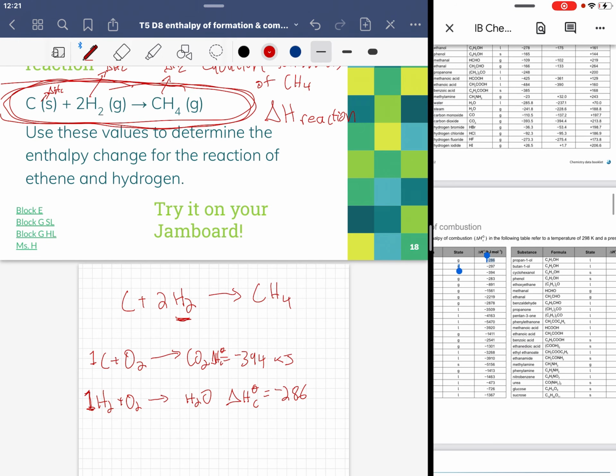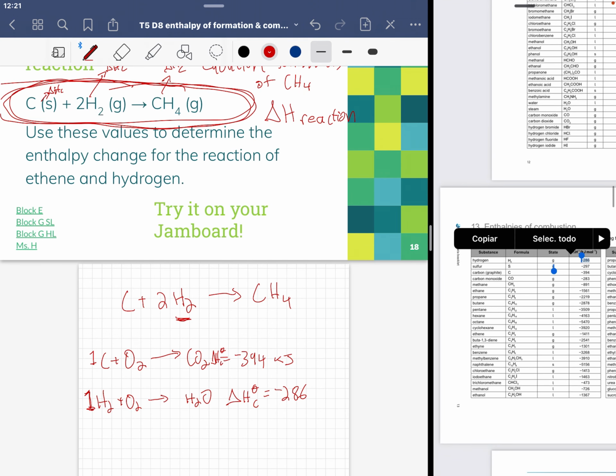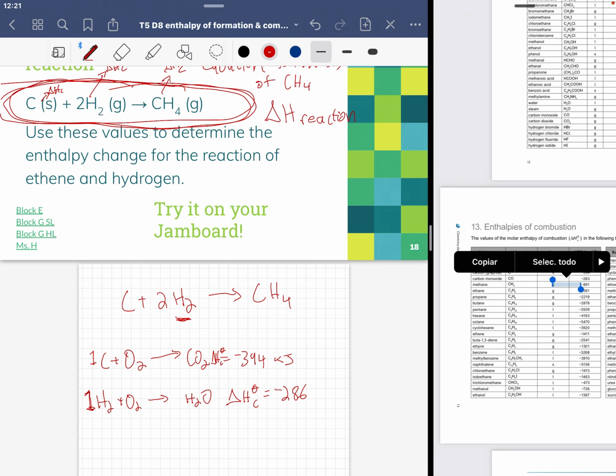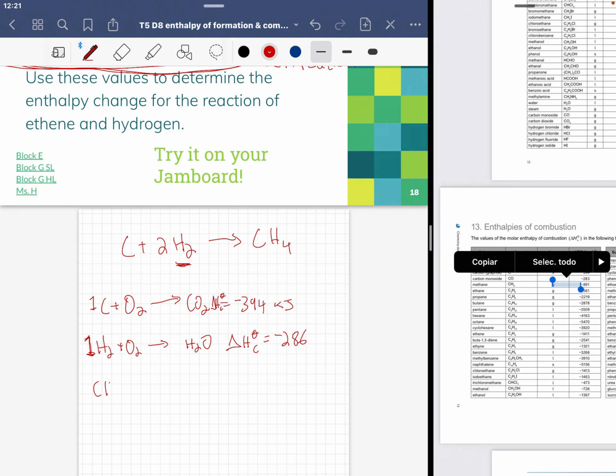And then CH4 should be right here. Methane is negative 891. So CH4 plus oxygen yields CO2 plus H2O, just the complete combustion of methane, as you remember from organic. That enthalpy of combustion is negative 891. All right, so again, now we just have Hess's law.